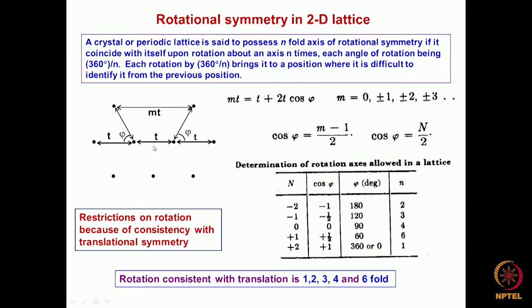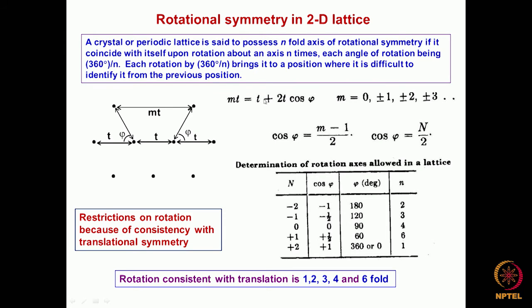In this figure, that is the lattice vector here, and the lattice point here is rotated by an angle theta, where the translation periodicity is t. So this generates a new point here and another new point here. If it is consistent with the translational symmetry, the distance between these 2 points should again be a multiple of the translation vectors. That is what is written as mt.